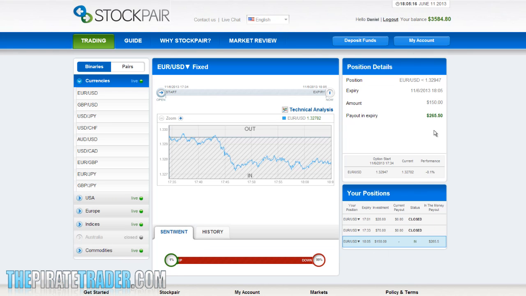Welcome back. Okay, the trade we submitted earlier in step 4 is now going to expire, and there you go. The payout is $265.50 for this trade.